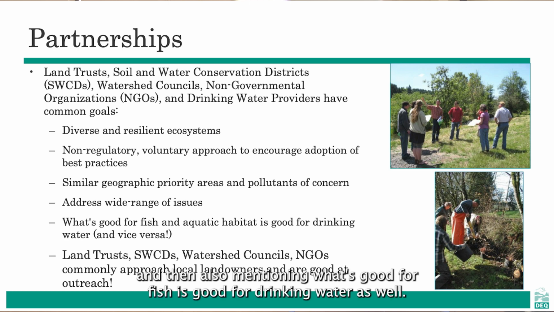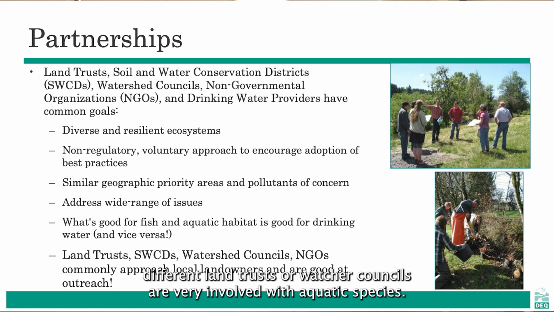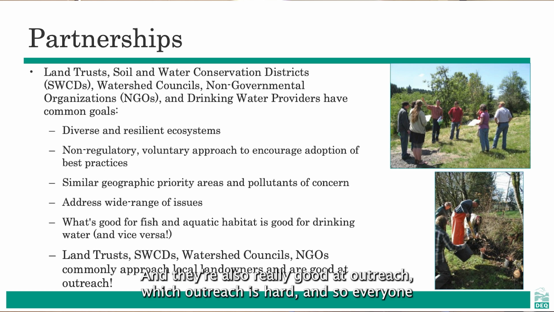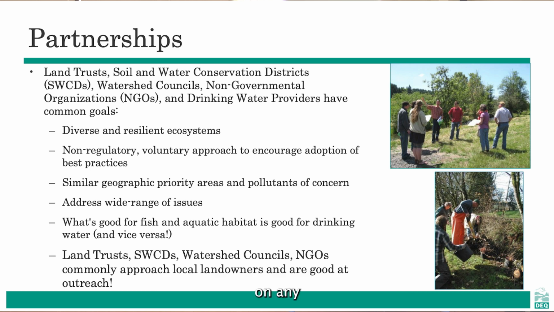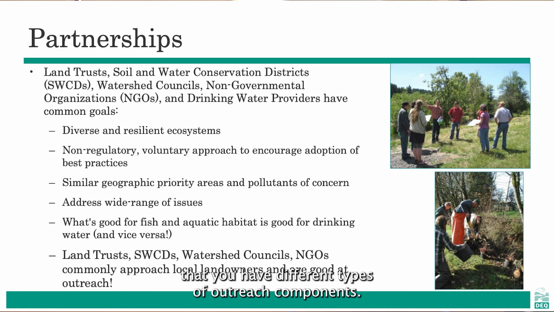And then also mentioning what's good for fish is good for drinking water as well. And so sometimes, different land trusts or watershed councils are very involved with aquatic species, and so how do we help each other in that sort of capacity? And they're also really good at outreach, which is hard. And so everyone needs help trying to get the word out when you're working on any sort of drinking water protection project, especially since funding sometimes requires that you have different types of outreach components.